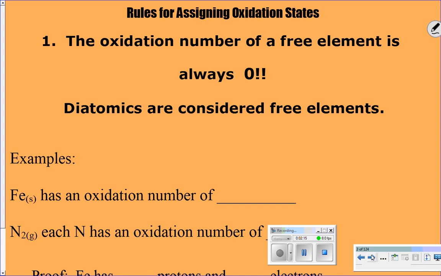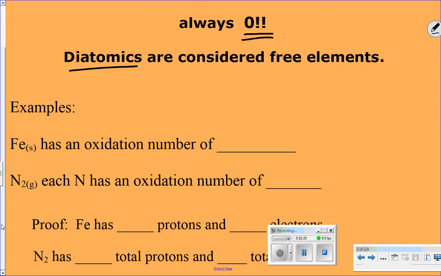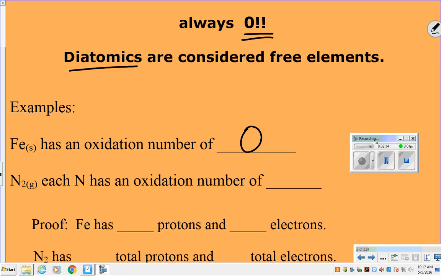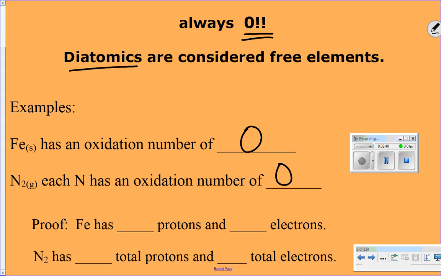Rule number 1. The oxidation number of a free element is always 0, and keep in mind diatomic elements are considered free elements. So, for example, iron has a charge of 0 when it's written as just typical iron solid. So that's just talking about a sample of solid iron. N2, nitrogen, has an oxidation number of 0 also. So there are actually 2 nitrogens in that compound, and each one of them has a charge of 0. And the N2 as a whole also carries a charge of 0.